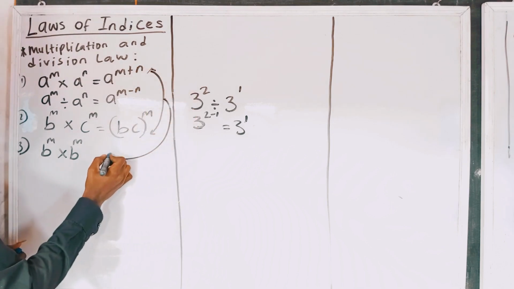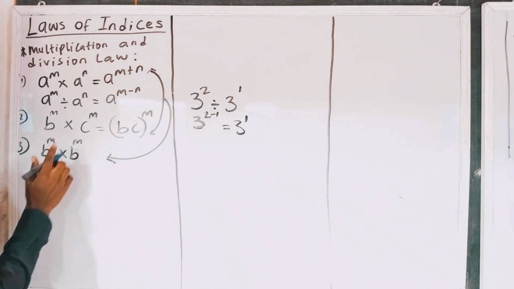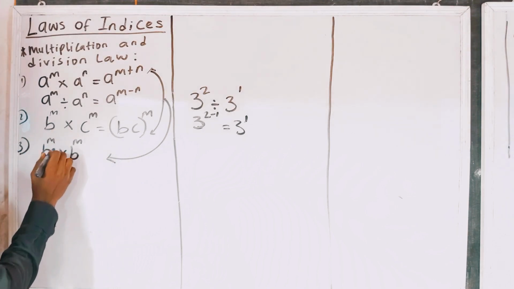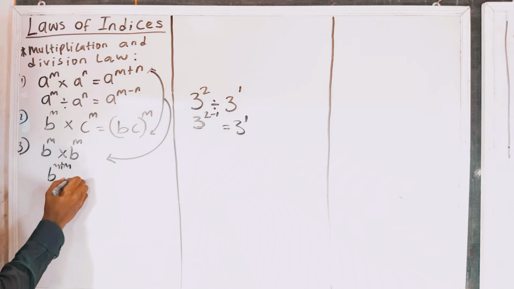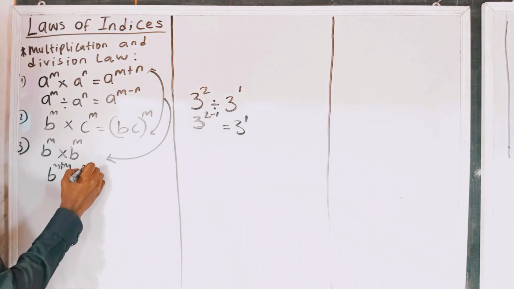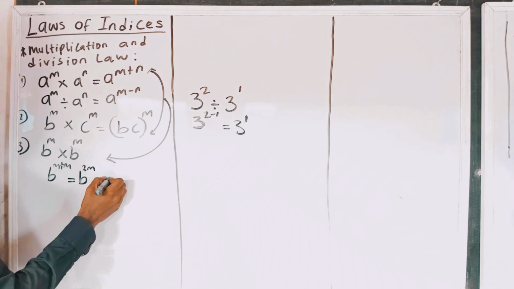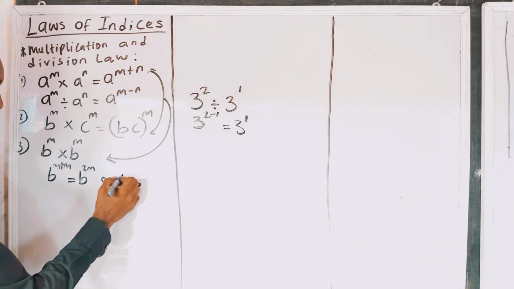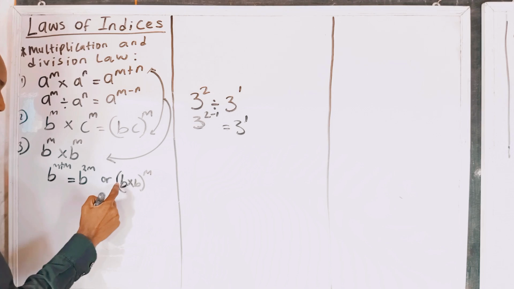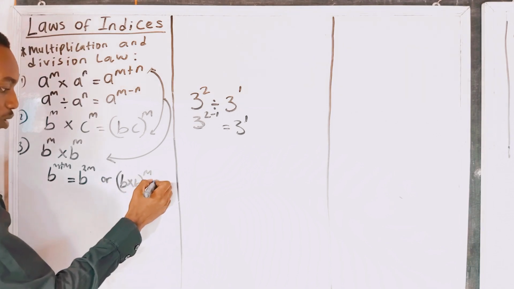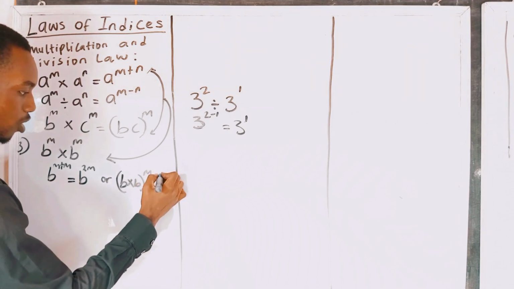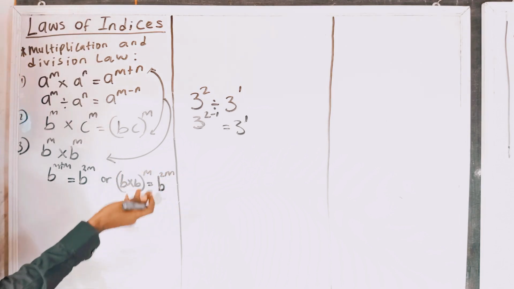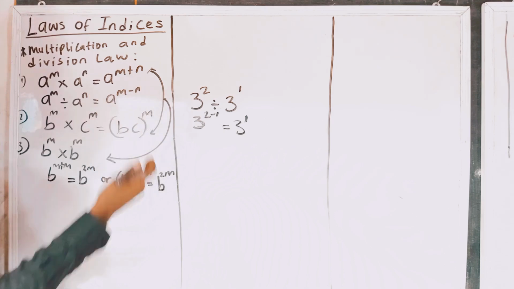You can use any of it to evaluate this. You can pick one base, then add the two powers together, which gives us b to the power of m plus m, which is 2m. Or since they have the same power, we can also do b times b and give them one power, and b times b gives us b squared, which will still give us b to the power of 2m. So whichever way we do it.